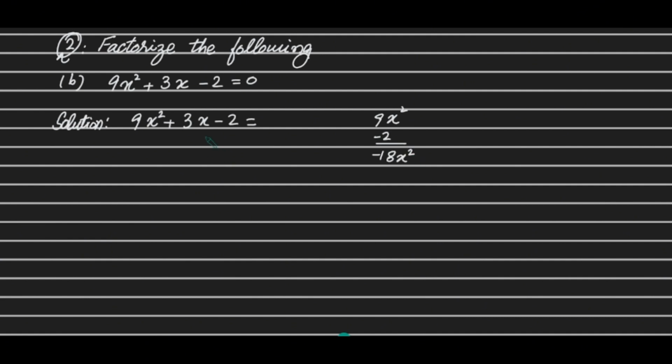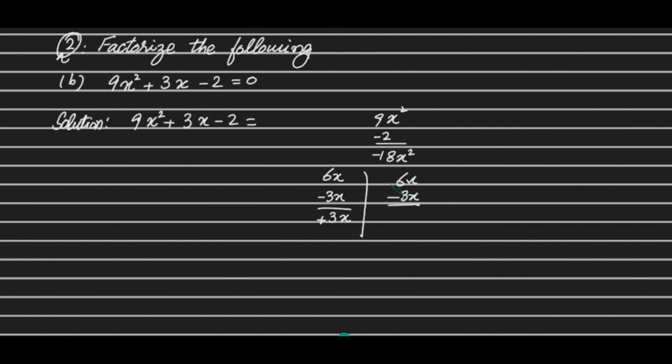Now we have to make the pairs of middle term whose sum should be 3x. We see we have 6x minus 3x. When we sum both the terms, 6 is positive and 3 is negative, so we get 3x, which is equal to the middle term. Now we multiply 6x and minus 3x.